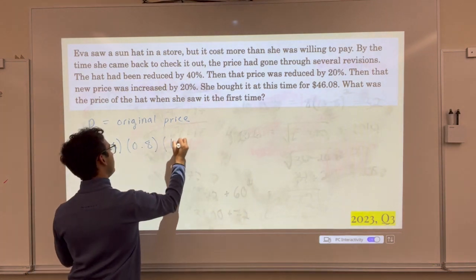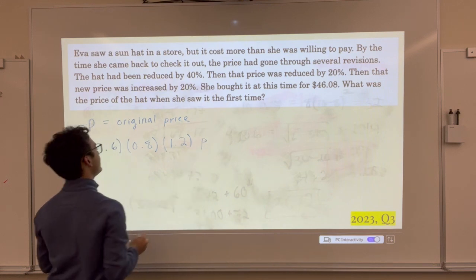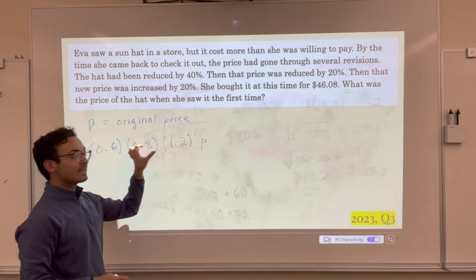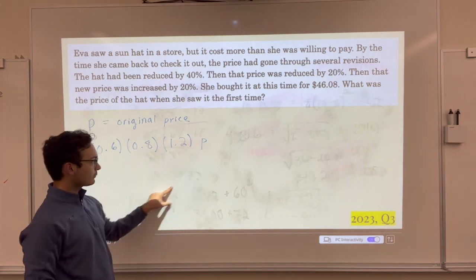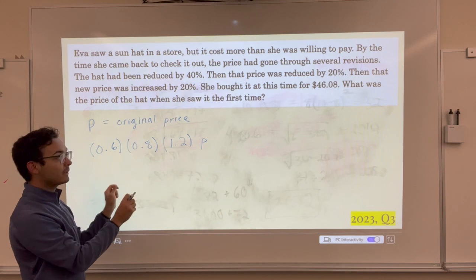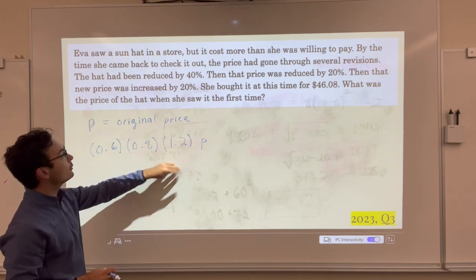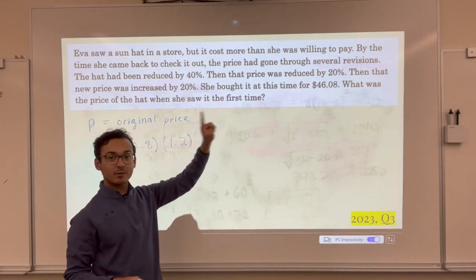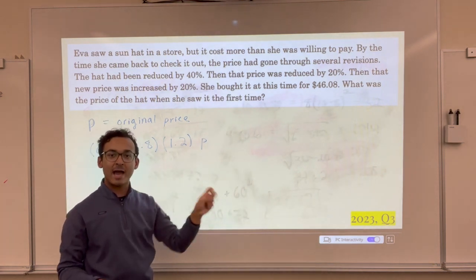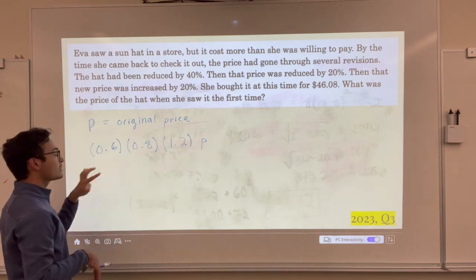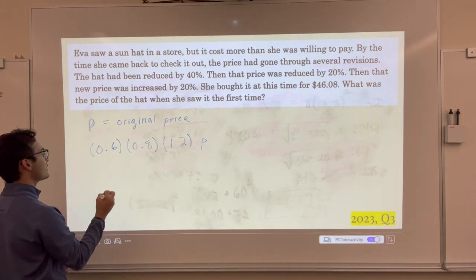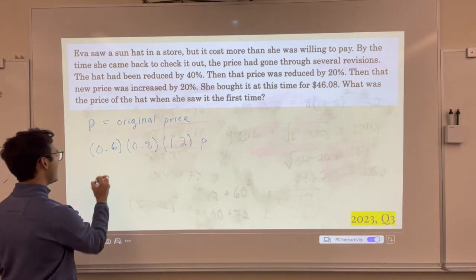So these are our three changes in price: 0.6 times 0.8 times 1.2p. So we need to multiply these three numbers together to find the coefficient of p, and we're going to set this value equal to $46.08, because that was the new price of the hat after all of these changes. So let's multiply these together. 0.8 times 1.2, I know is just going to be 0.96.